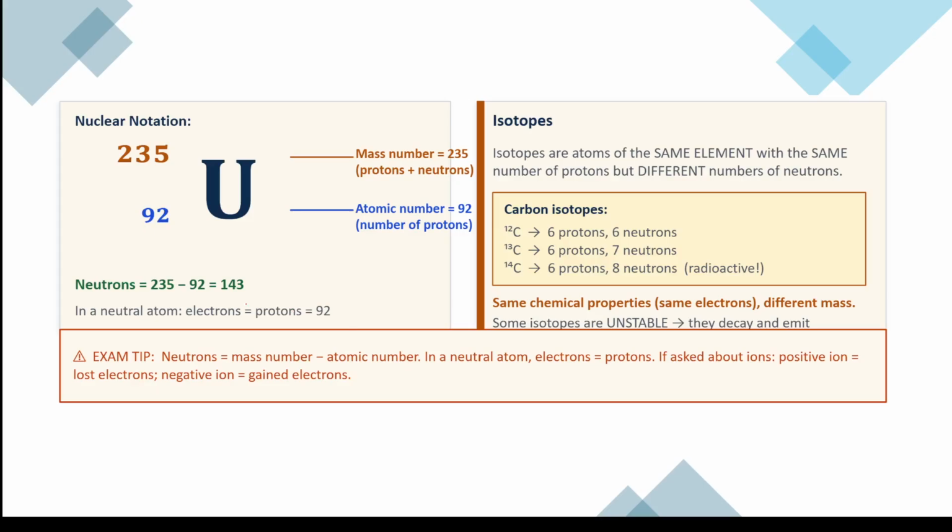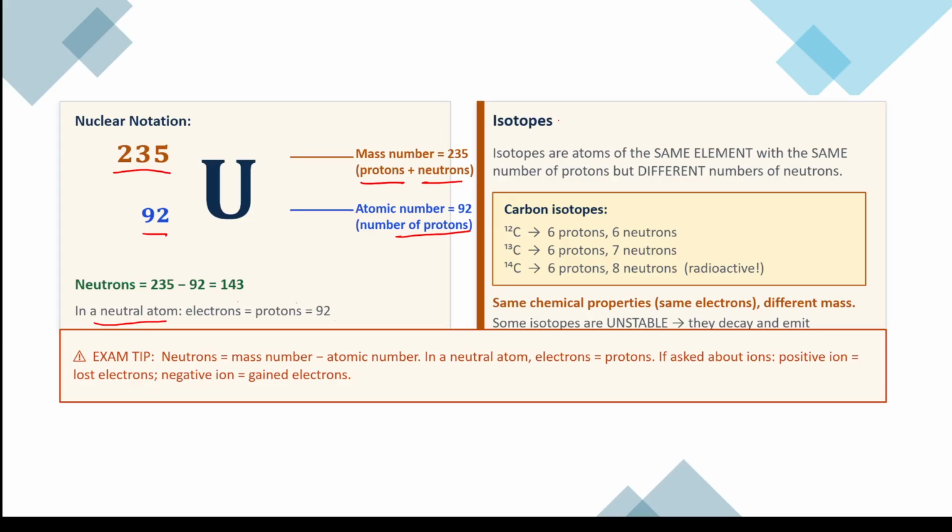And then the next thing we need to know as a GCSE student is this notation. So this is the notation for a uranium atom. This one shows the mass number, which is the sum of protons and neutrons. This one shows the atomic number, which is the number of protons. Now, if the atom is neutral, it's not an ion, then electrons and protons are equal, and in this case, they are both 92. To get the number of neutrons, you subtract 92 from 235, and you get 143. That is the number of neutrons.